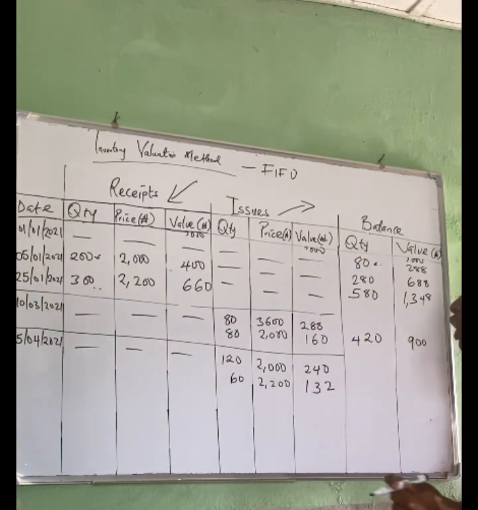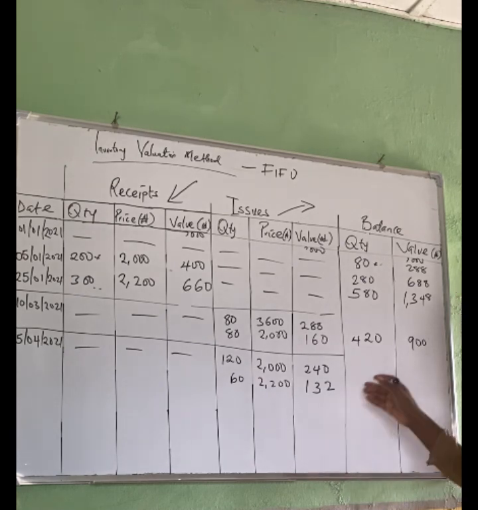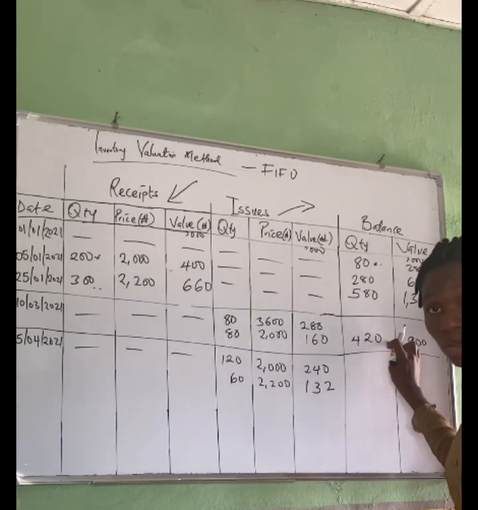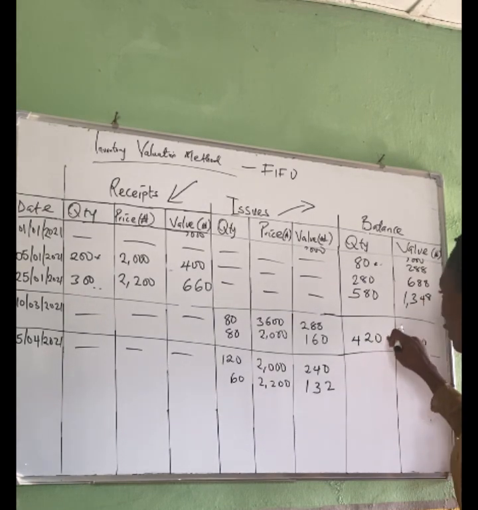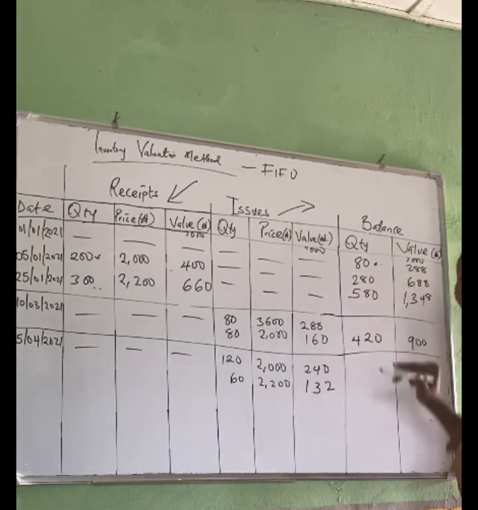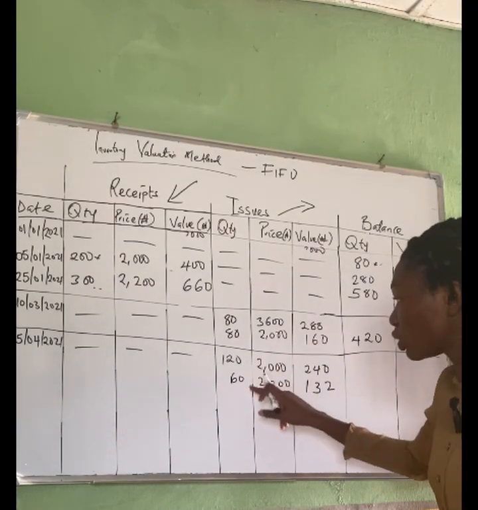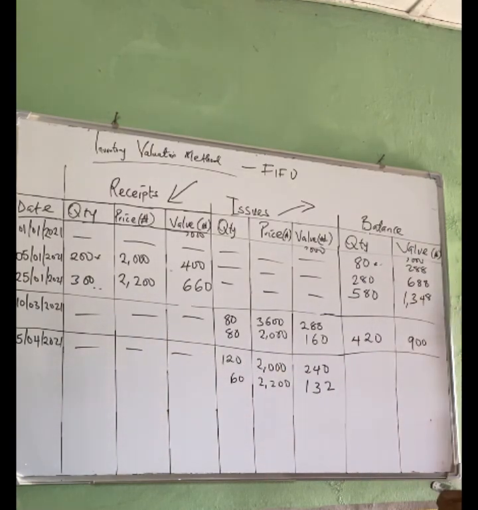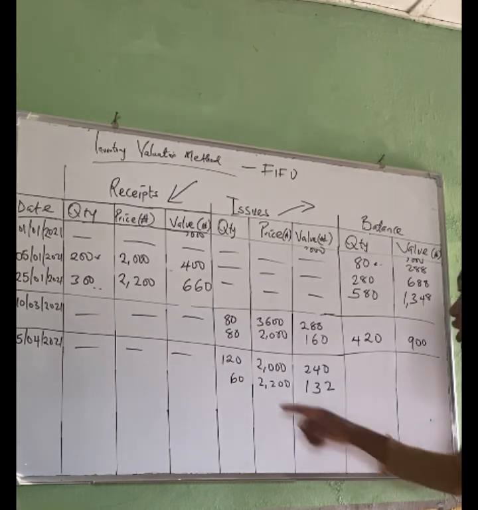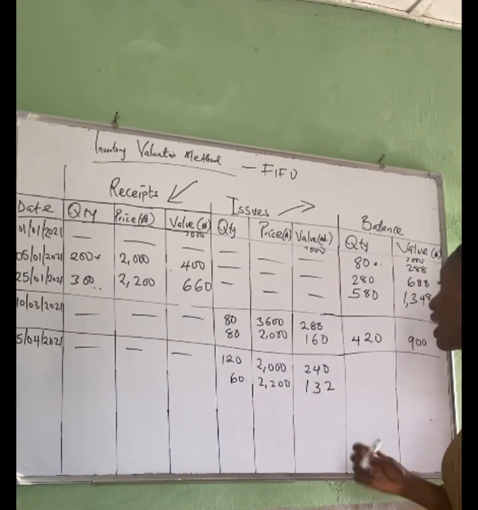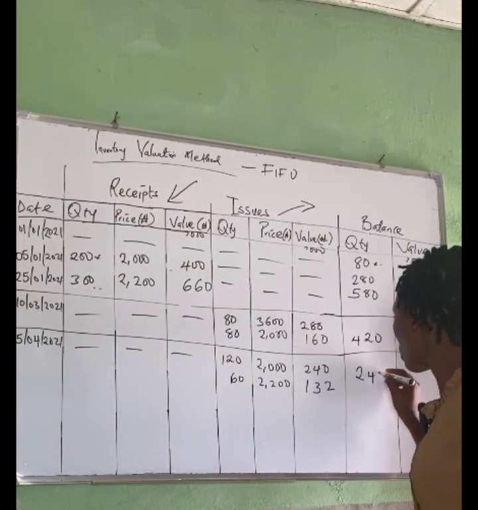All right. Now we are through with the issue. We'll still have to balance. So this is our previous balance, 420 units. Now we less 180, which is the total quantity that was issued out. So we less 180 from 420. What we are left with is 240.